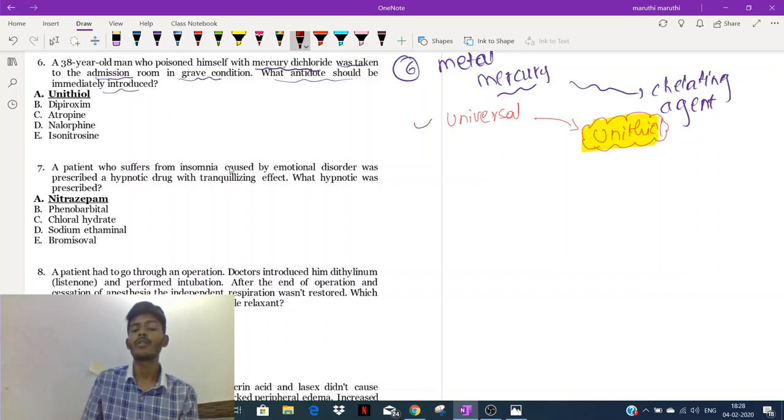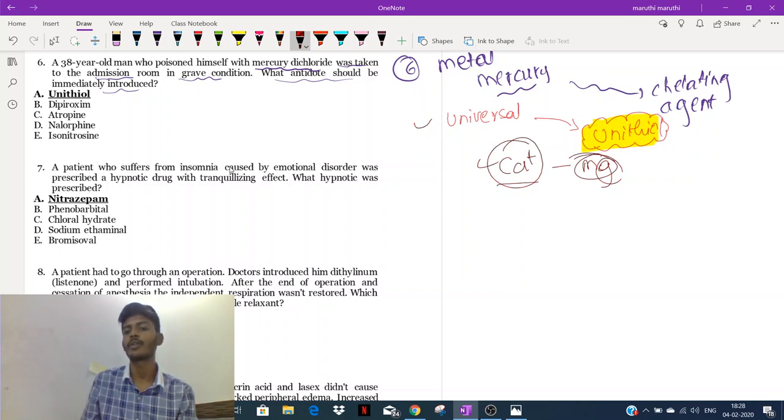Why will it not always work? Because some metals have their own particular antidotes. For example, calcium. The antidote for calcium, the other metal which we use as an antidote, would be magnesium. Okay, so calcium antidote will be magnesium. Clear? The same way, but if I don't have any other option maybe I can try, but most importantly, calcium antidote will be magnesium.